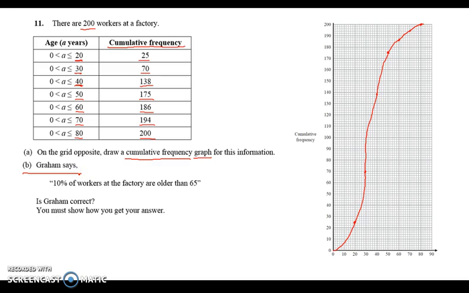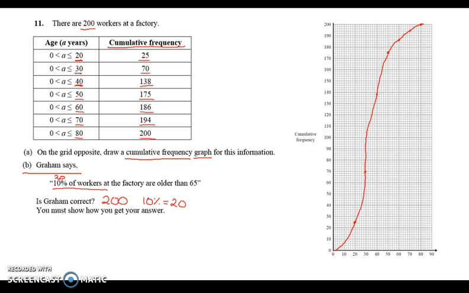Graham is saying something here. He's saying, right, 10% of the workers at the factory are older than 65. 10% being what? So we've got 200 workers. What's 10% of that? So 10%, you divide by 10. So he's saying 20. So he's basically saying 20 of the workers at the factory are older than 65. Let's read off the graph and see how that goes.